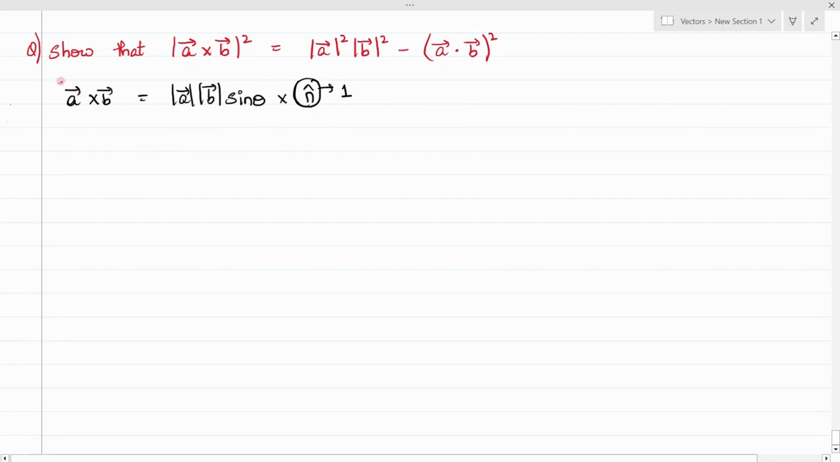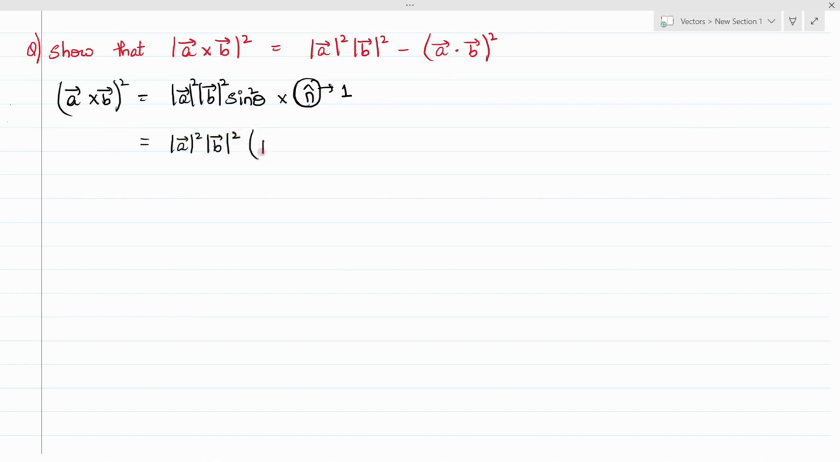So just do the squaring on both sides. It becomes a square, magnitude of b square and sine square theta. Now this we can write as a square, b square. Sine square theta can be written as 1 minus cos square theta. Now just multiply and split it. You'll get it like this. It becomes a square, b square, minus a square b square cos square theta.